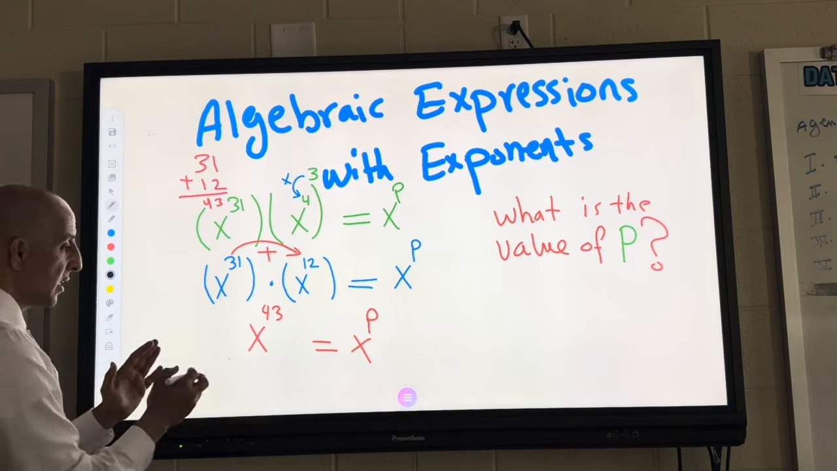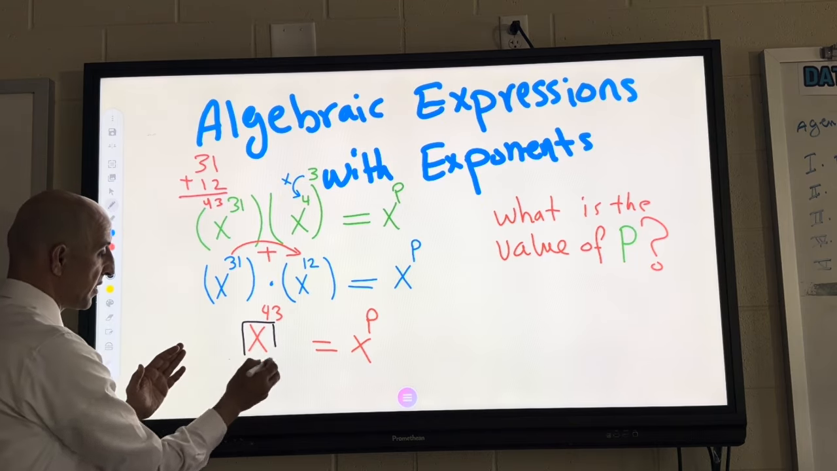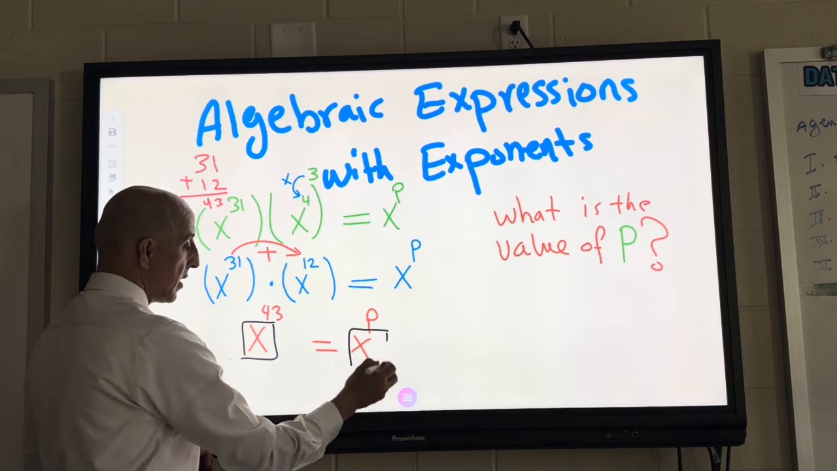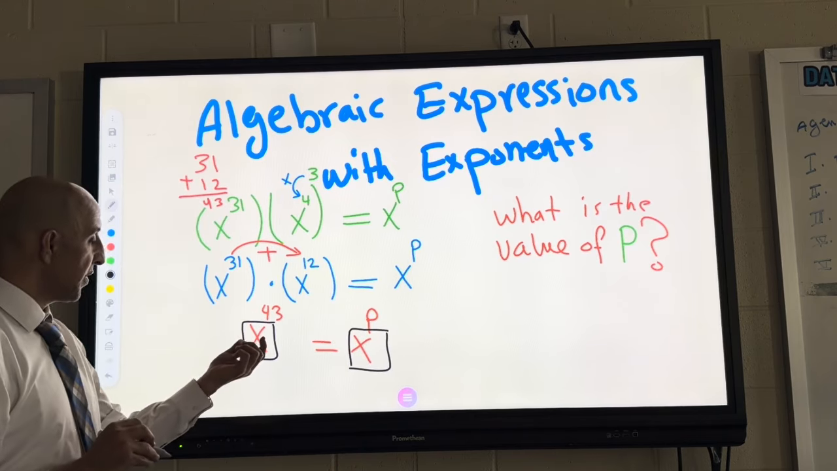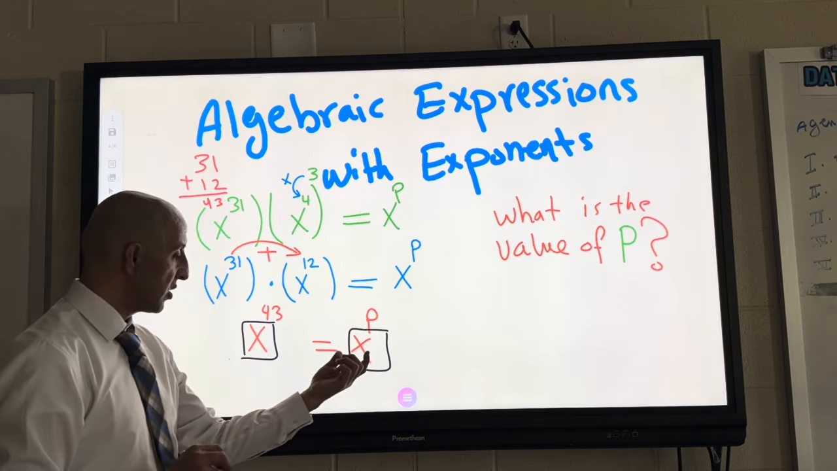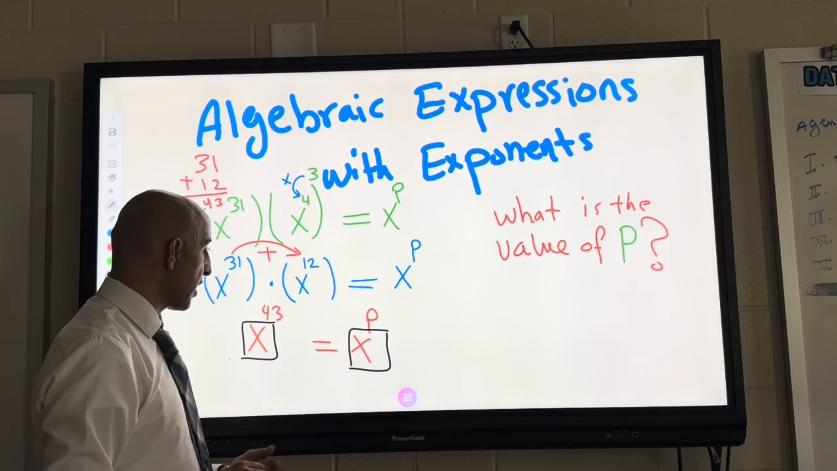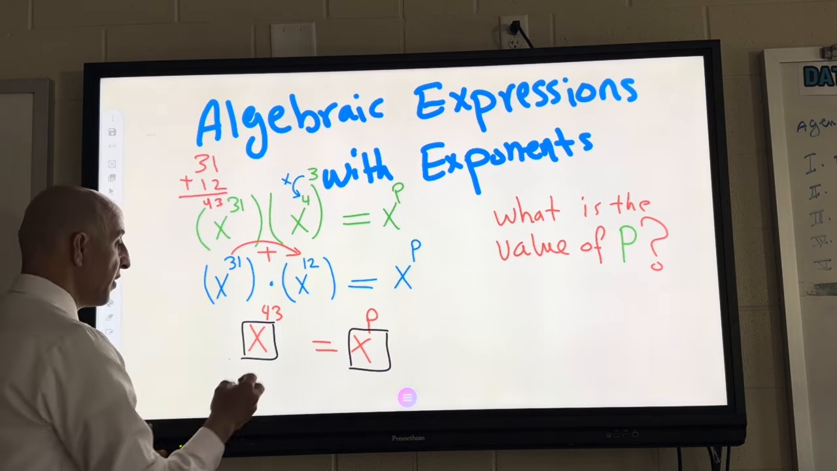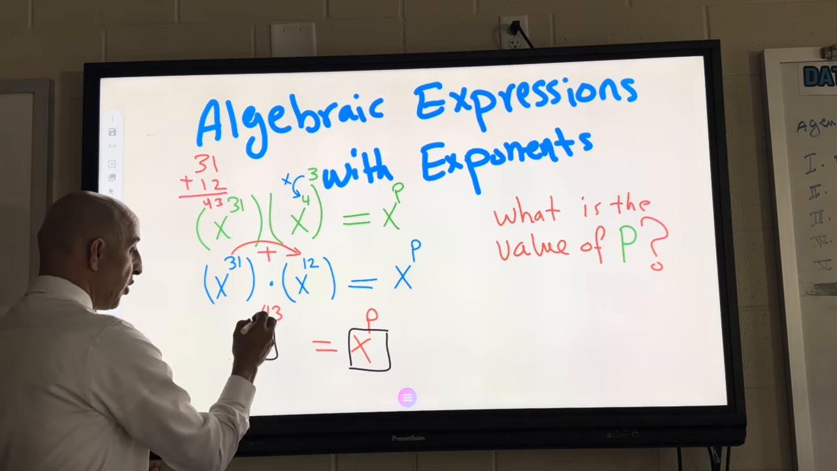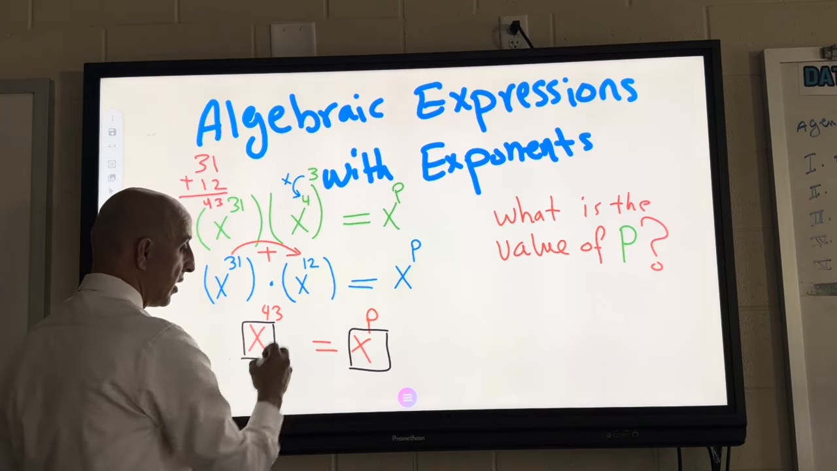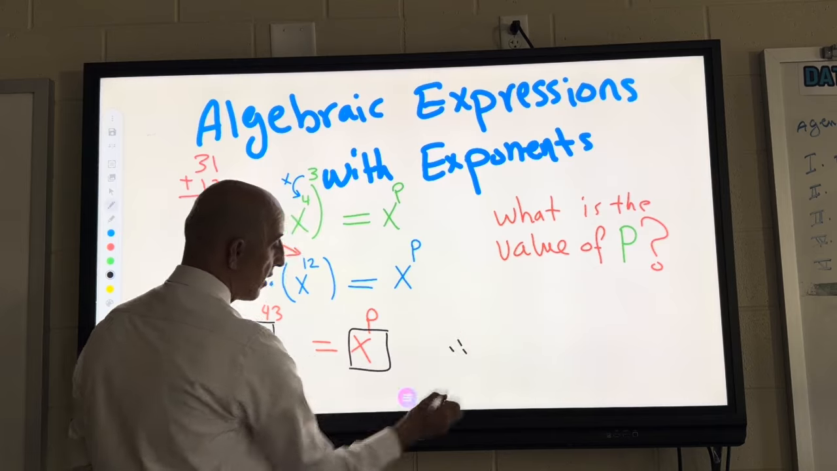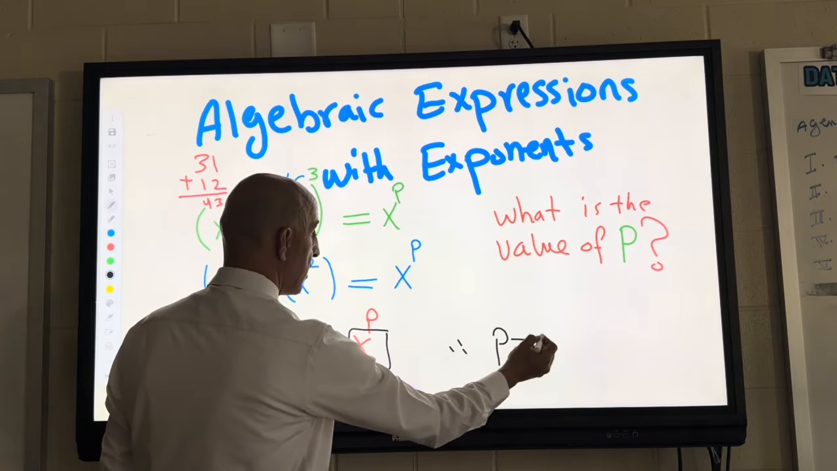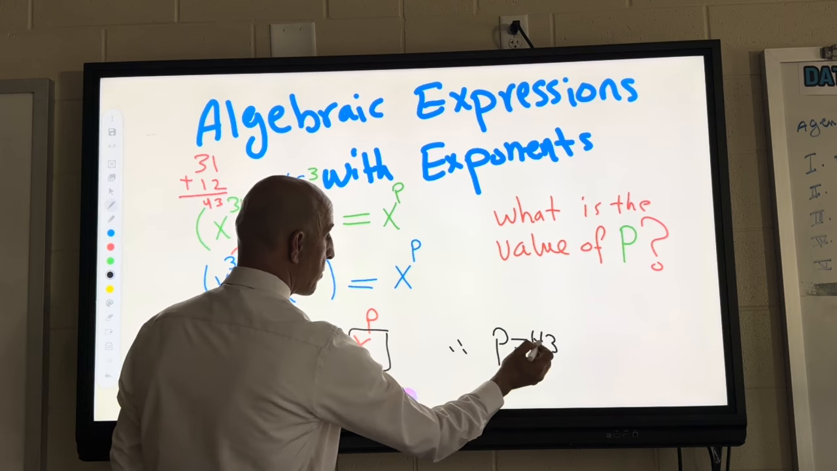We can notice here that we have a base on this side, which is x, and I have the same base on the other side. So both are equivalent. If the two bases are equivalent, then the exponent, which is 43 here, is equivalent to the p in this case. So p actually is equal to 43.